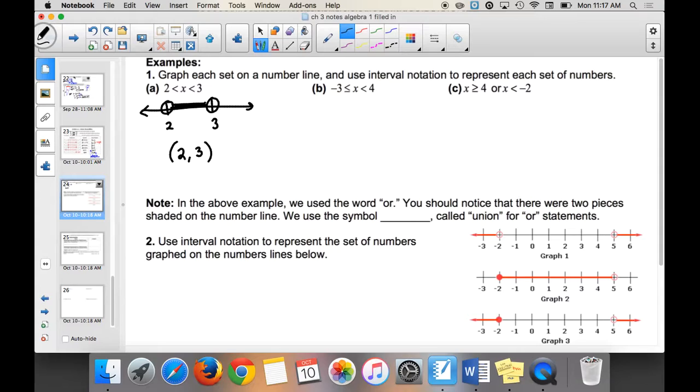Okay, so the next one, we have -3 to 4. Okay, so we're including everything between there. So it's saying -3 is less than or equal to our number, but our number is less than 4, right? So you're like that. All right, so it's going to be bracket -3 to 4, parentheses. Do we all have that?